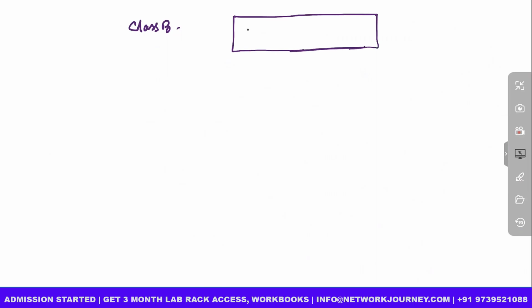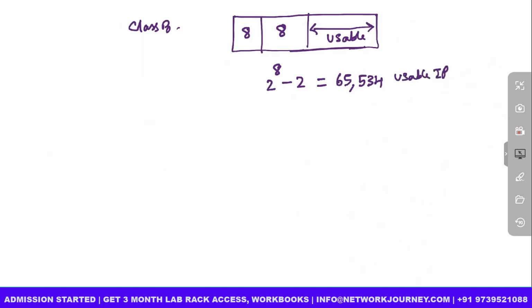So let me once again write 8-bit, 8-bit, and these 2 bits are usable. Correct? So 2 to the power 8, subtracting the first IP and the last IP, which is the network IP and the broadcast IP, you still have 65,534 usable IPs. Now you do not need all of them. But yes, you might still need it because class C only provides 254.